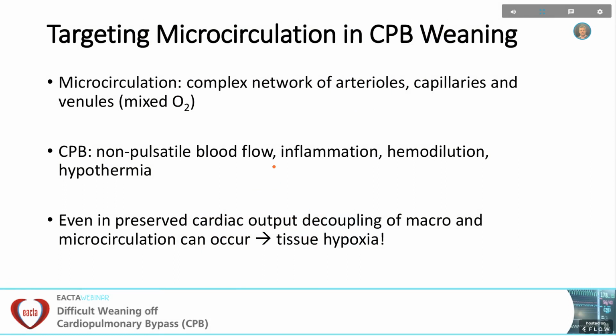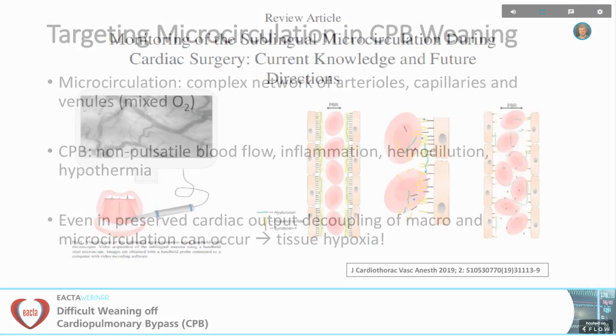Microcirculation is very important. It's a complex network of arterioles, capillaries, and venules. In CPB, we have non-pulsatile flow, inflammation, hypothermia, hemodilution, and even with preserved cardiac output, there can be an uncoupling of macro and microcirculation, and this leads to tissue hypoxia. We can have a normal cardiac output, normal cardiac index, and the patient still has low perfusion.